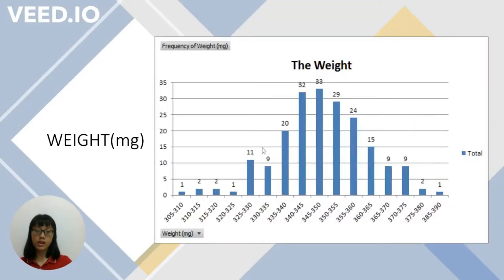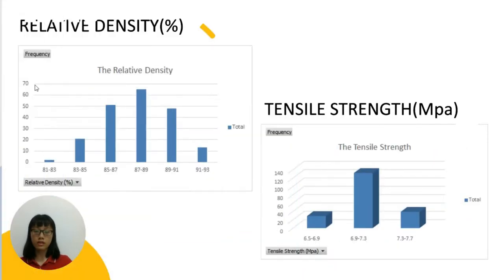Then next is the weight graph. The x-axis is the weight and the y-axis is the frequency of weight. And the reactive density graph: the x-axis is the reactive density and the y-axis is the frequency. And last, we need to do the tensile strength graph. The x-axis is the tensile strength and the y-axis is the frequency.